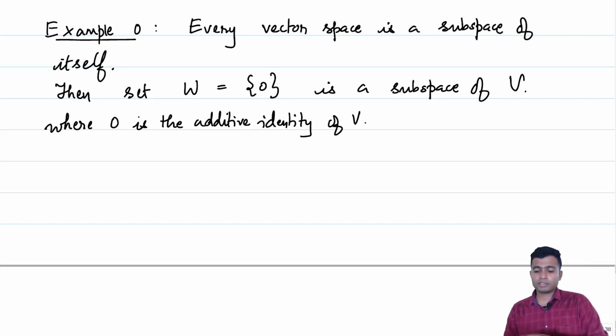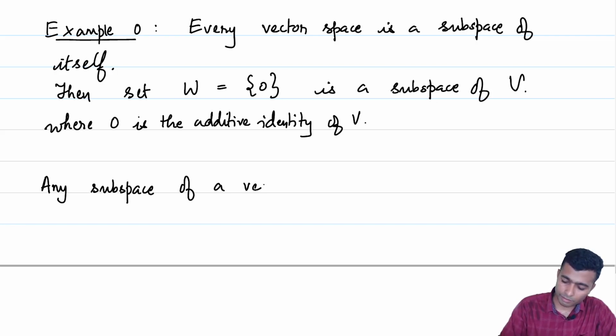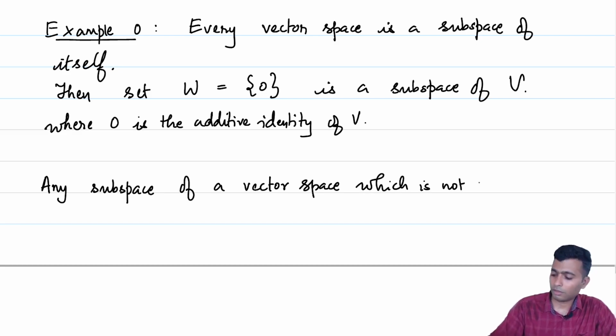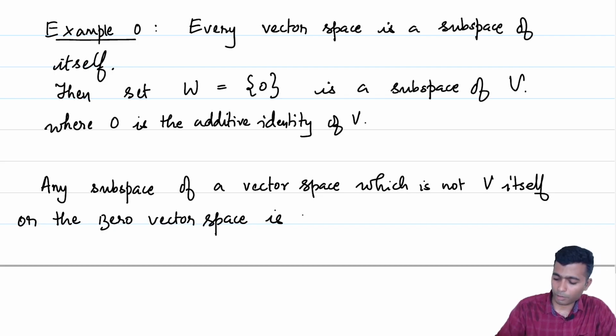Any subspace of a vector space which is not the 0 vector space or the entire vector space is called a proper subspace. Any subspace of a vector space V which is not V itself or the 0 vector space is called a proper subspace.